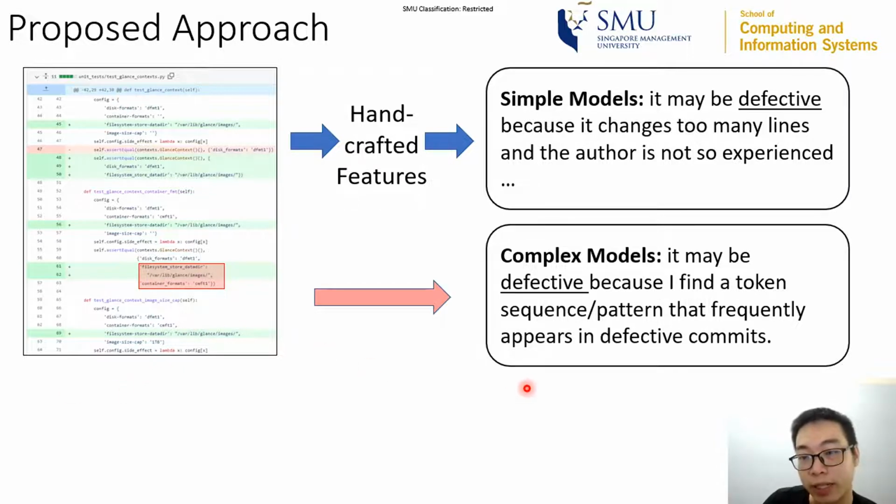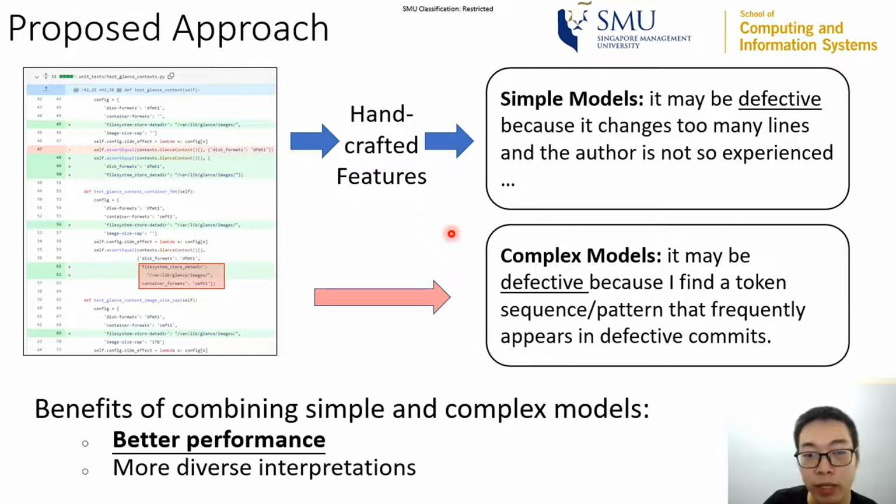It may also think it is defective because it may find some token sequences or patterns that frequently show up in defective commits. As we can see from this illustrated example, these two kinds of methods have two different ways to make decisions. So if we combine them together, we may get better performance, and we may also get more diverse interpretation. In this paper, we are focusing on getting better performance by combining simple and complex models.